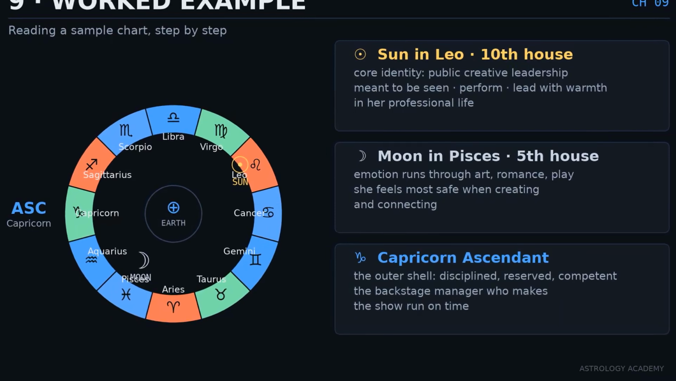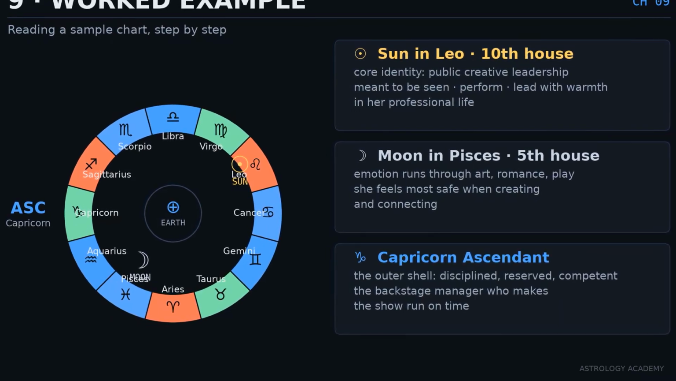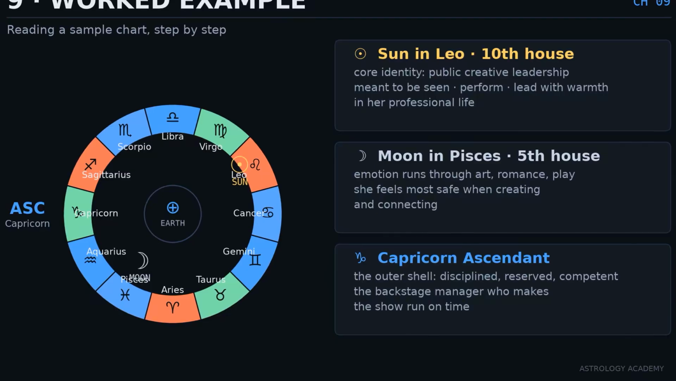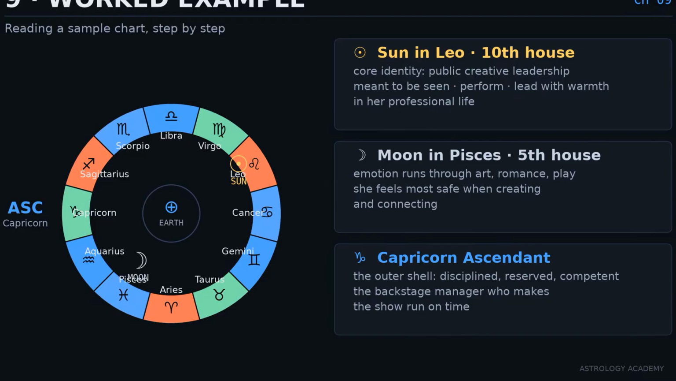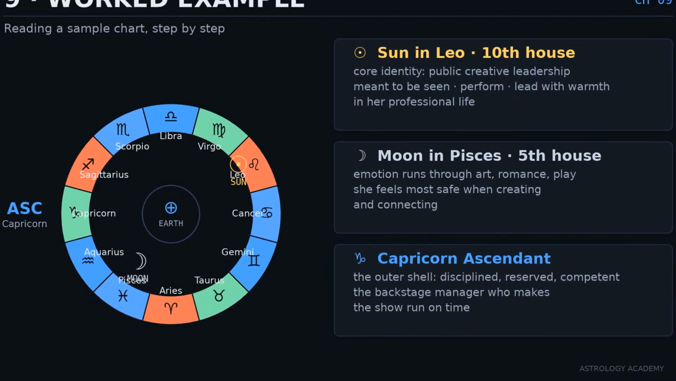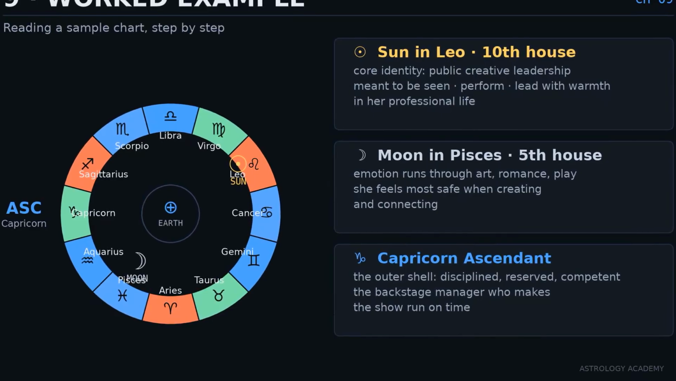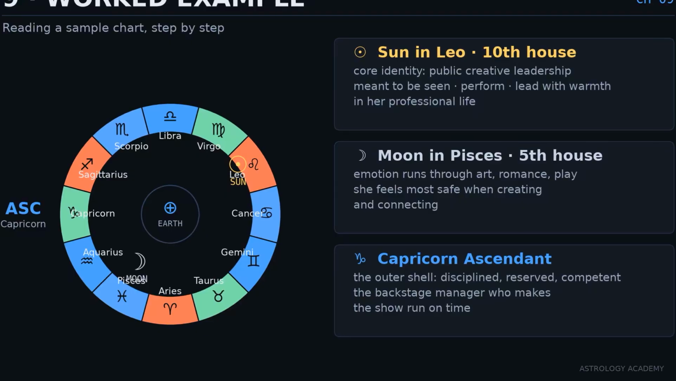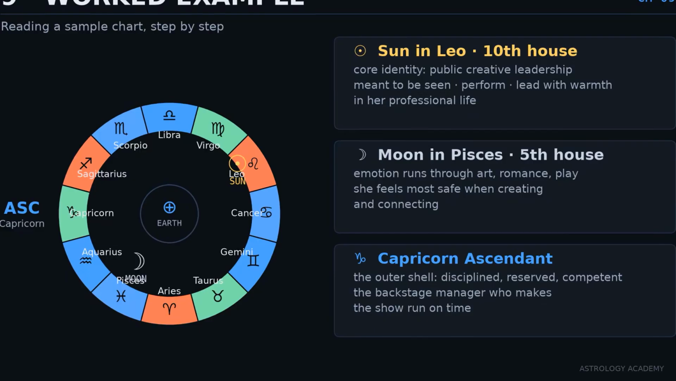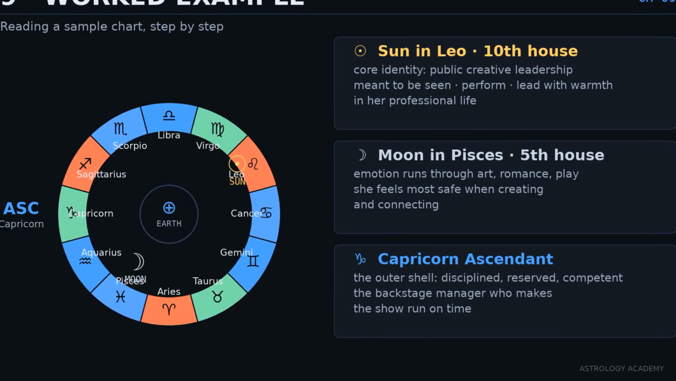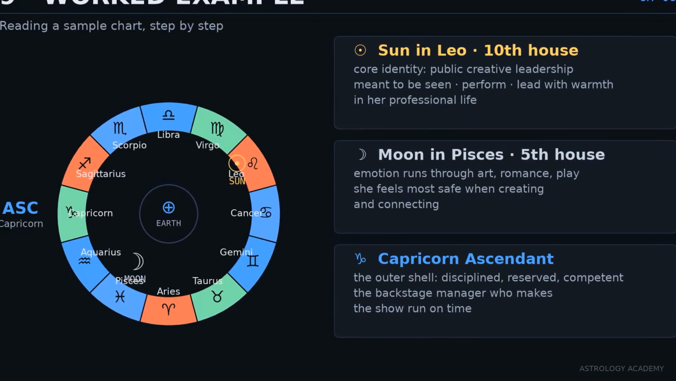And the Capricorn ascendant? That is the outer shell, disciplined, reserved, competent, a calm professional exterior that slowly reveals the lion inside. The sun in the 10th wants the stage. The Capricorn rising is the backstage manager making sure the show runs on time. Notice, we did not need a single ephemeris calculation. We read the 3 layers and the chart opened like a book.